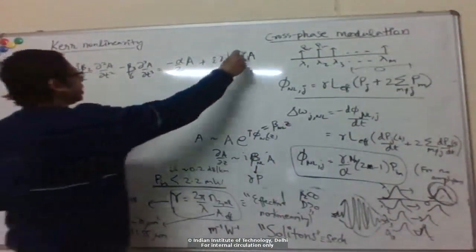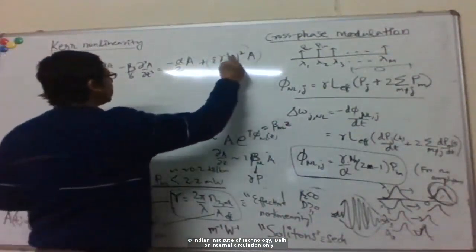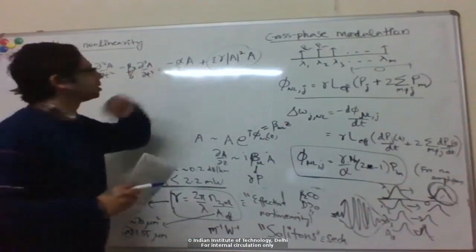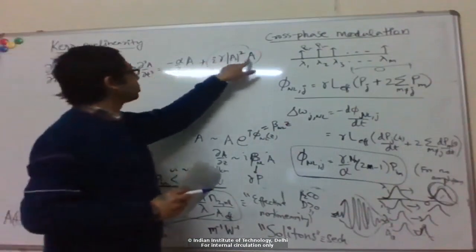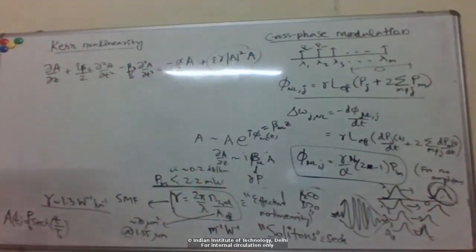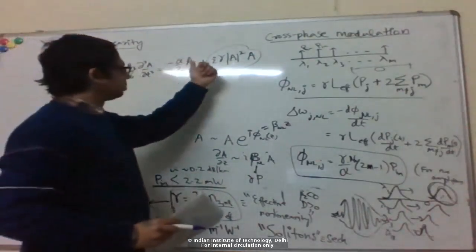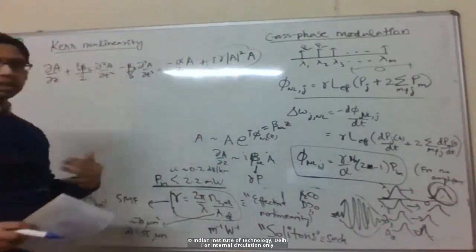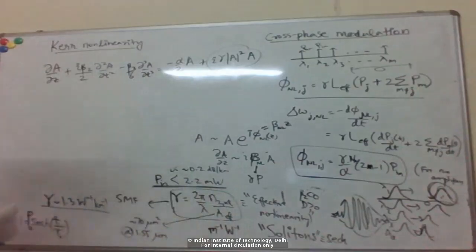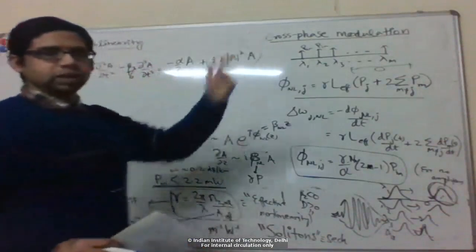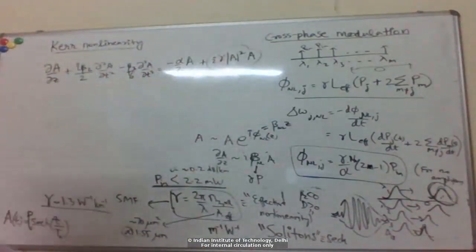So by adding this term here, you can see this is a nonlinear term in A. All the other terms are linear in A, but here you have mod A square times A, so it's cubic in A. Fundamentally, that's because this Kerr nonlinearity is what is known as a third order nonlinearity. You can see that the power of A is 3 here, cubed. So that's the third order nonlinearity.